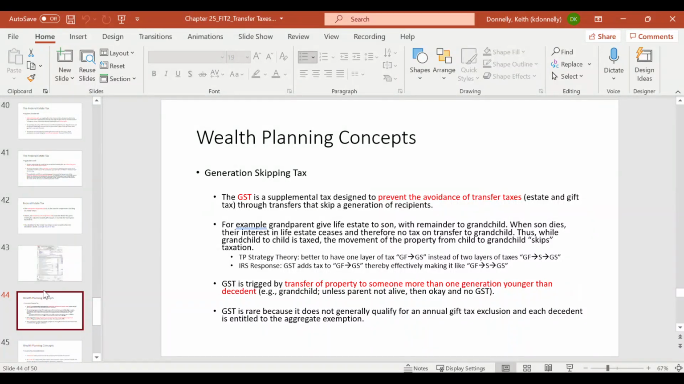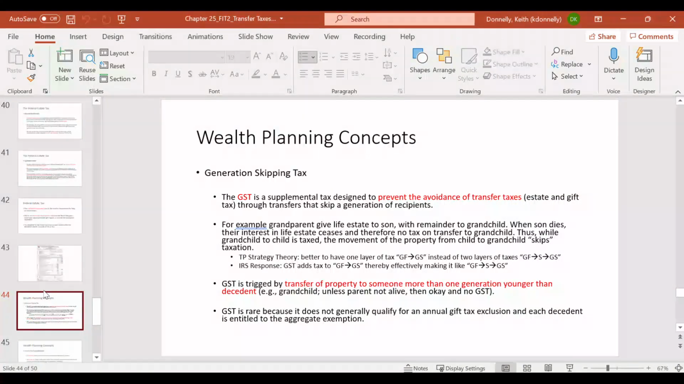So let's look at this here. Let's say the grandparent gives a life estate to son with the remainder to grandchild. When son dies, their interest in the life estate ceases, and therefore there's no tax on the transfer to grandchild because it was an automatic transfer. Thus, while the transfer from grandparent to child is taxed, the movement of property from child to grandchild skips taxation. So in other words, let's think about it this way, right?